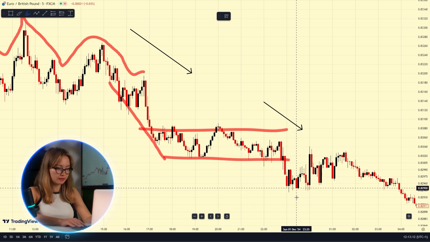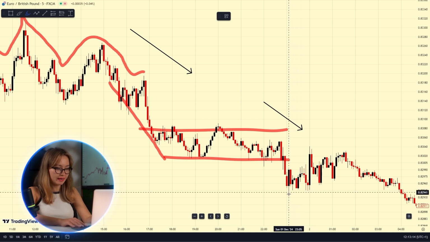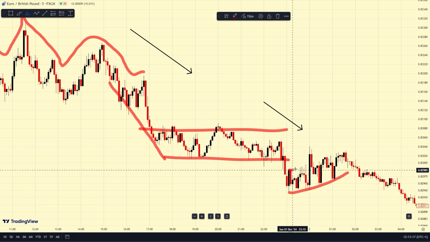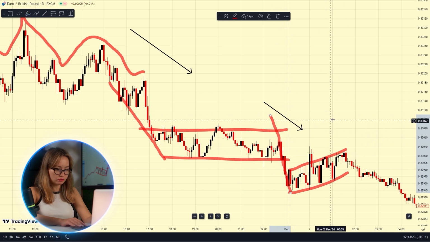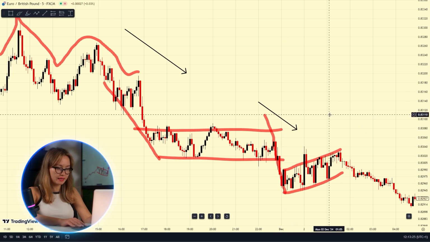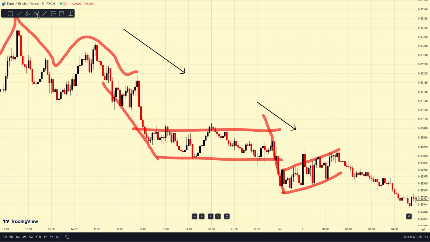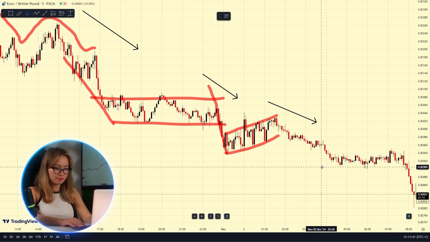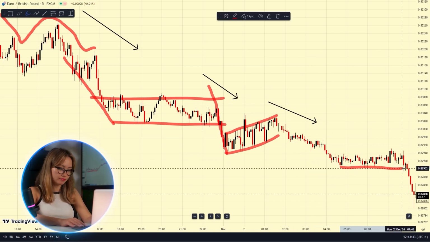What do we see here? That's right, another bear flag. Here's the flagpole, and as you can see, the price kept dropping. And yep, here's another bear flag.